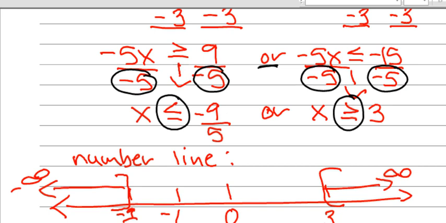Okay, so the first part I want to graph is x is less than or equal to negative 9 over 5. So here's 0, here's negative 1. It's almost to negative 2. Negative 9 over 5 is almost to negative 2. I've got an equal to, so it's going to be a bracket, and I'm going all the way to negative infinity.